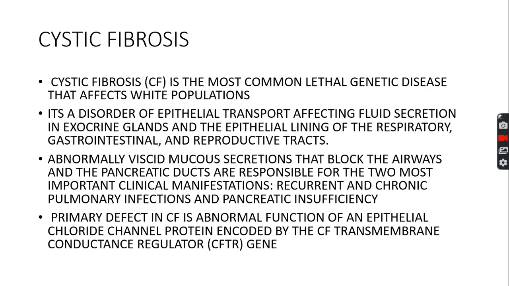So we have another condition, cystic fibrosis, which is an autosomal recessive disorder. It's the most common lethal genetic disease that affects the white population. It's a disorder of epithelial transport affecting fluid secretion in exocrine glands and the epithelial lining of the respiratory, gastrointestinal, and reproductive tracts. This eventually results in abnormally viscid mucus secretions that block the airways and the pancreatic ducts and are responsible for the two most important clinical manifestations, that is recurrent and chronic pulmonary infections and pancreatic insufficiency. The primary defect in cystic fibrosis is abnormal function of an epithelial chloride channel protein encoded by the CF transmembrane conductance regulator, the CFTR gene.